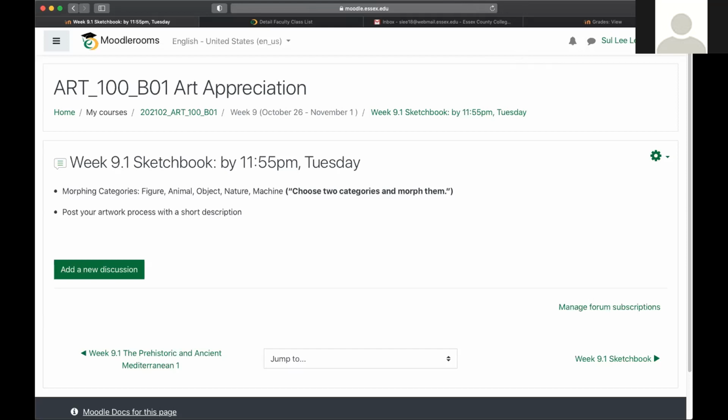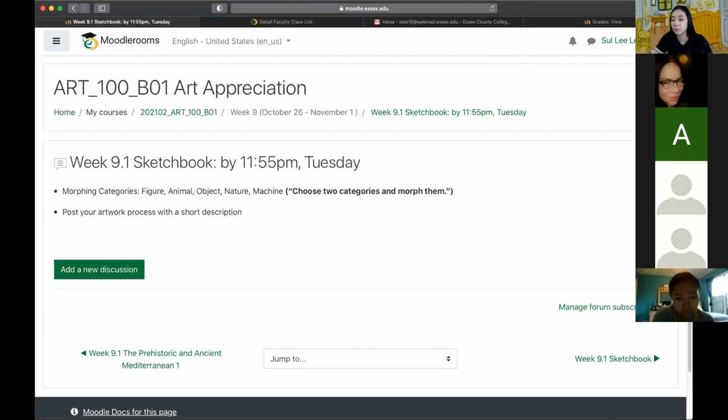So, Professor, you have to analyze your artwork too, not just drawing. Can you say again? I said when you do your artwork, you have to describe it. Oh yes, just to describe what you drew, what you morphed. Like I chose a figure and a cat, so I morphed them like that. Okay. All right. Any other question?